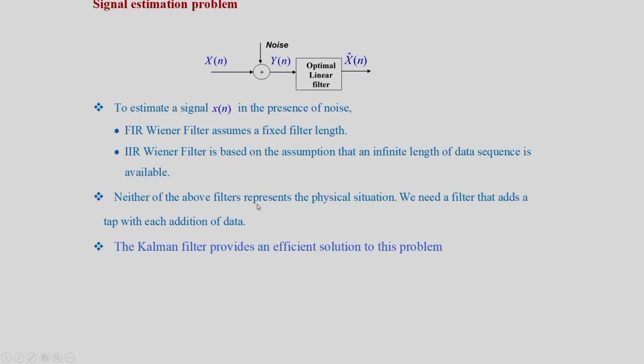Neither of the above filters represent the physical situation, because data is neither infinite nor it is of fixed length. We need a filter that adds a tap with each addition of data. So, when a new sample comes, then filter length will be updated by 1. The Kalman filter provides an efficient solution to this problem.